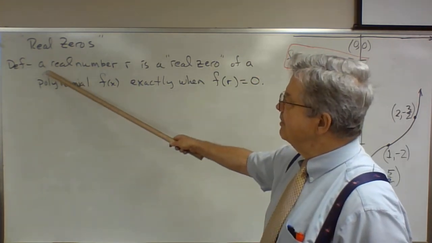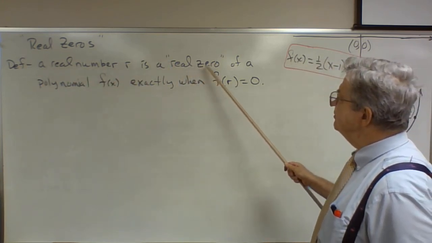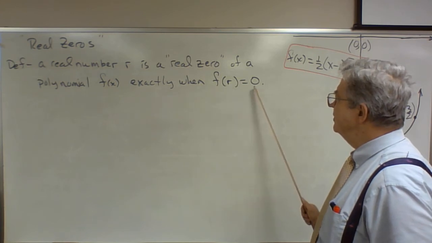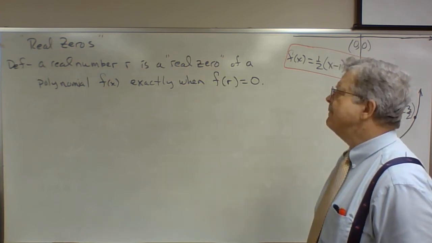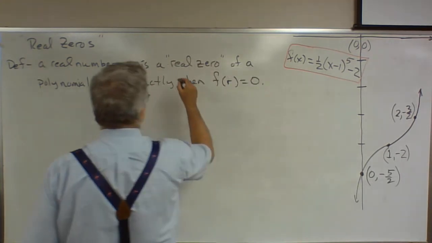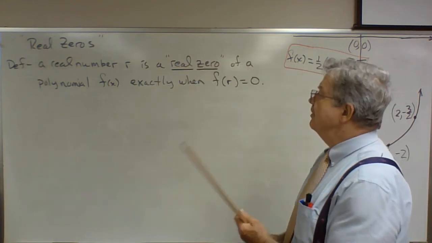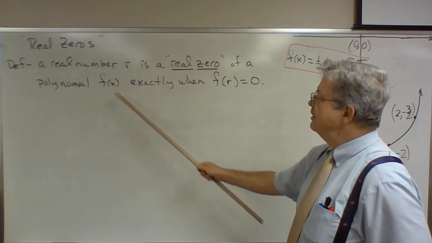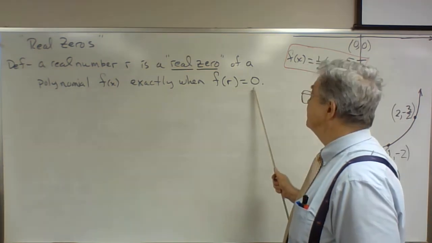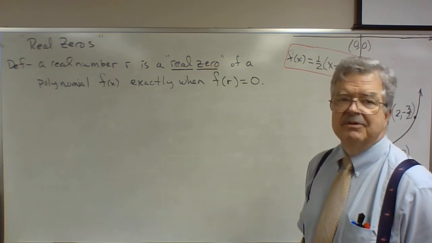And here's how our author defines a real zero. The author says a real number r is a real zero of a polynomial f of x exactly when f of r equals 0. I need to underline this. I'm defining real zero of a polynomial. So a real number r is a real zero of the polynomial f of x exactly when we can plug r into the polynomial and get 0. Exactly when f of r equals 0.